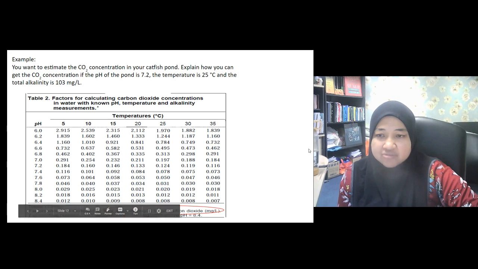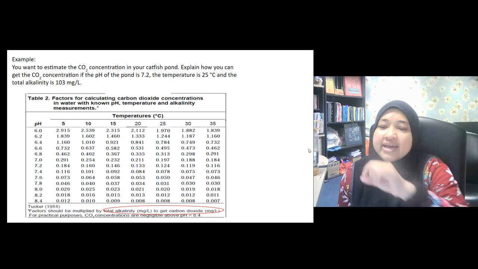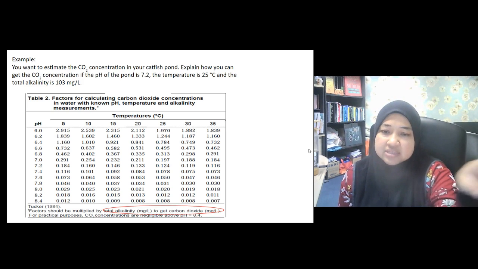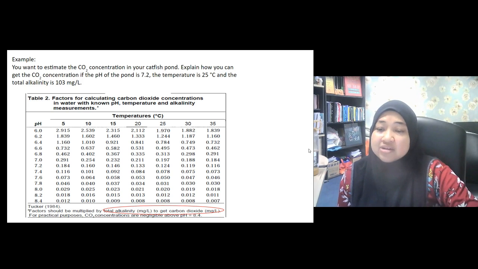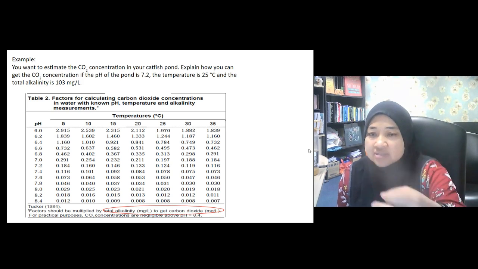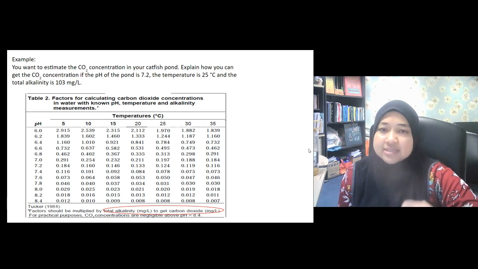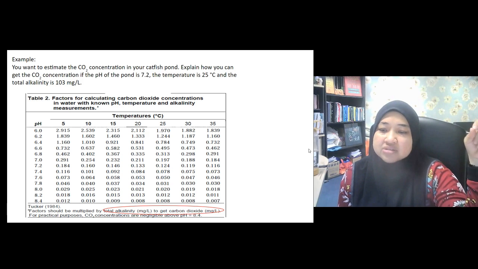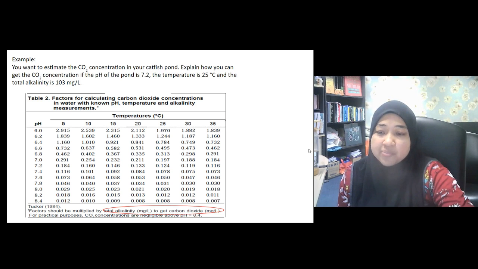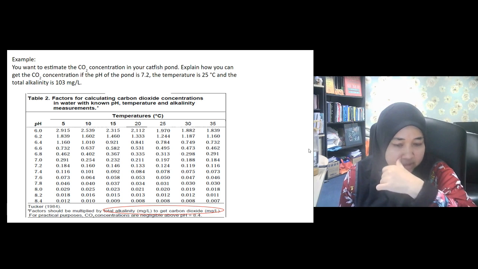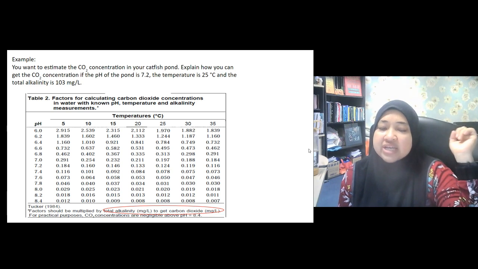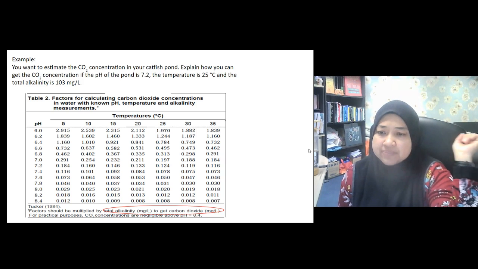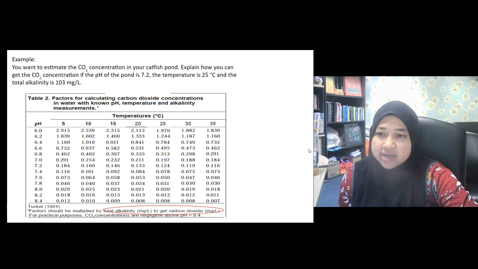Look down at Table 2 there, at the one that I circled. Total alkalinity, how to get it: the factor given in this table, you need to multiply by the total alkalinity value given to get the carbon dioxide value. It also gives information that for practical purposes, carbon dioxide concentrations are negligible above pH 8.4. That's why the table is only up to pH 8.4.